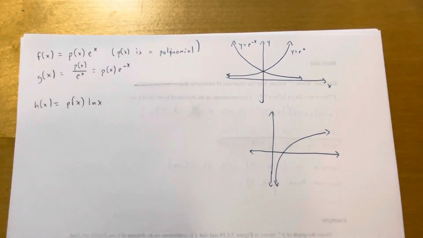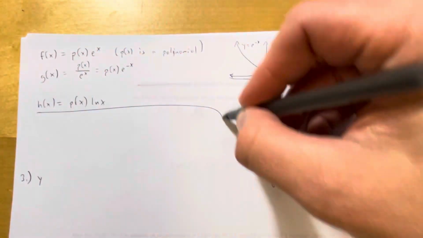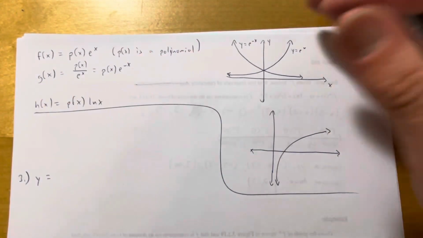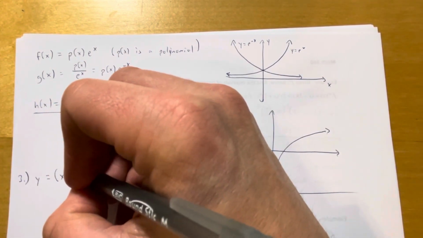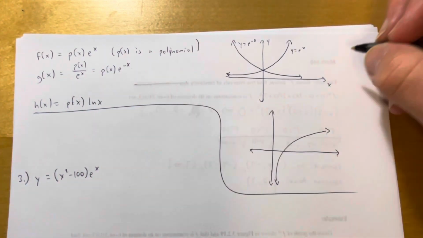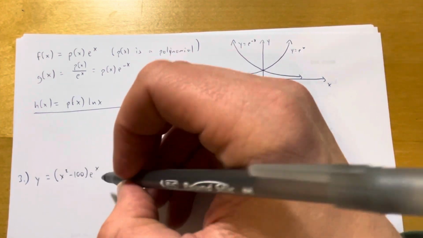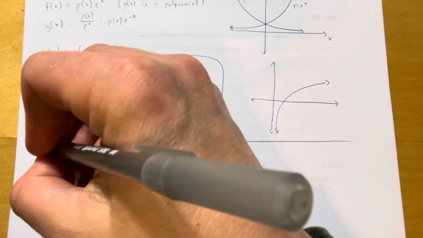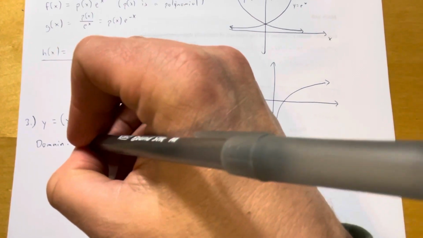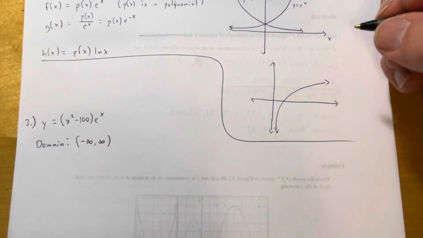So let's start looking at some examples now. Number 3. We're doing the same stuff as before. Finding domain, asymptotes, intercepts. So I'm going to set y equal to x squared minus 100 times e to the x. I'm going to start by finding the domain for this function. I have a polynomial times an exponential function, both of which have a domain of all real numbers, so their product automatically has the same domain. The domain is, again, all real numbers.